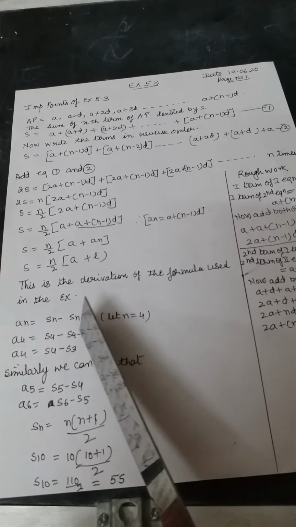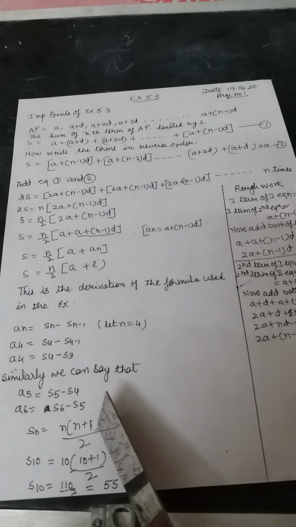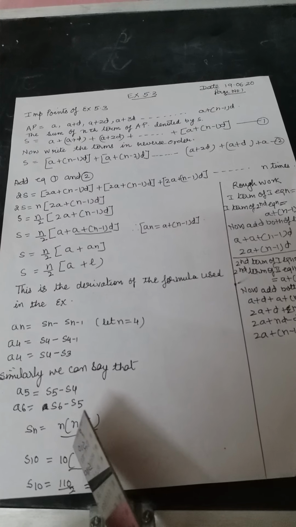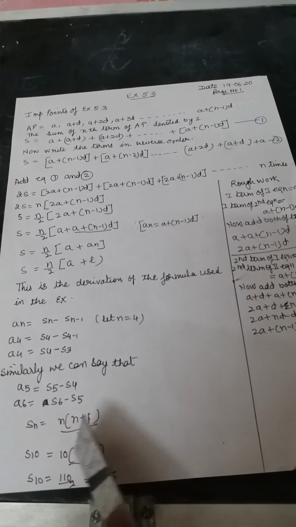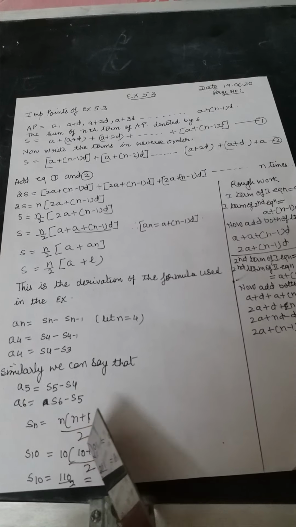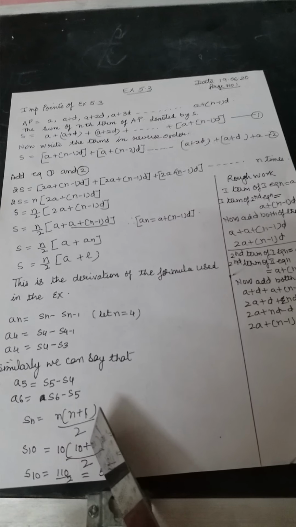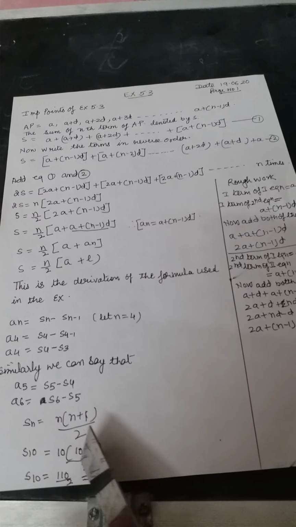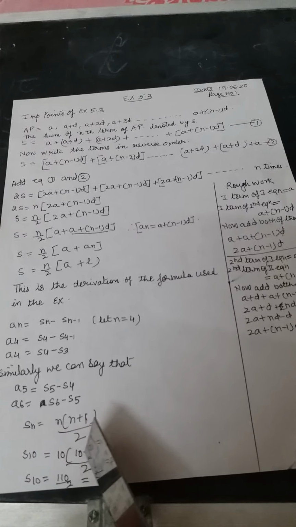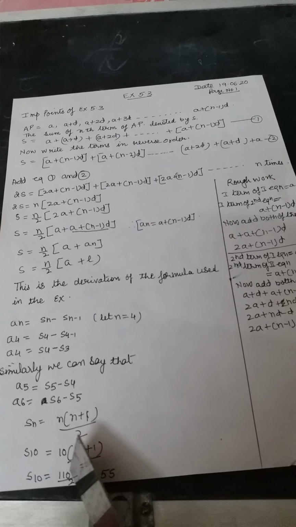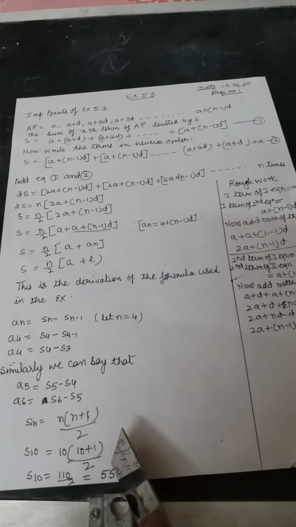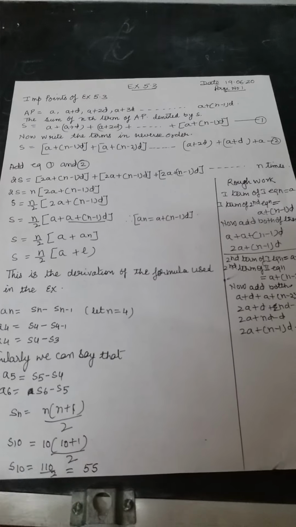Or S_n is equal to n(n plus 1) upon 2. Let n be equal to 10, then 10 into (10 plus 1) upon 2. If we take out the sum of 10 terms of any such series, it will be 110 upon 2, which is equal to 55.